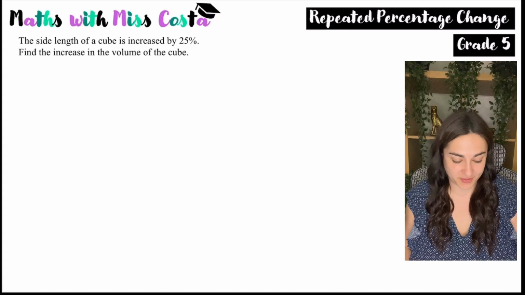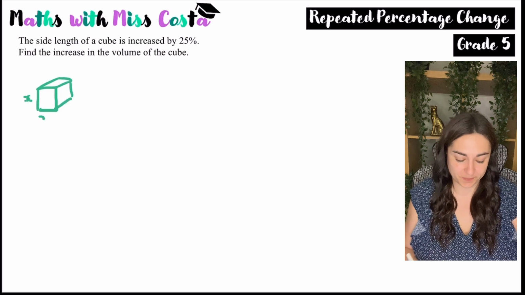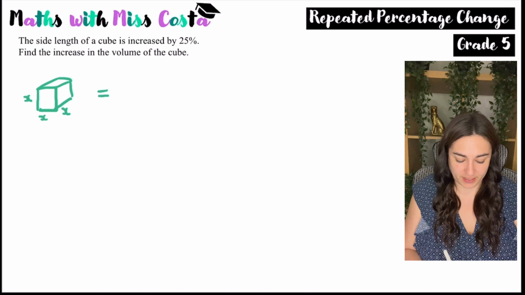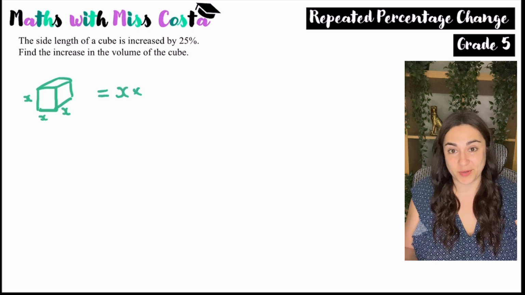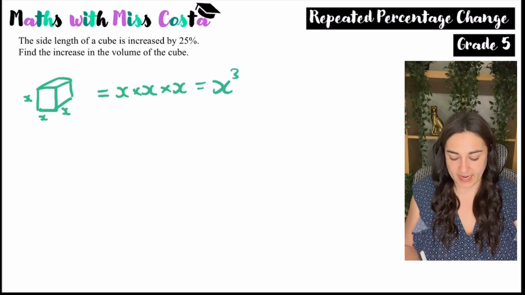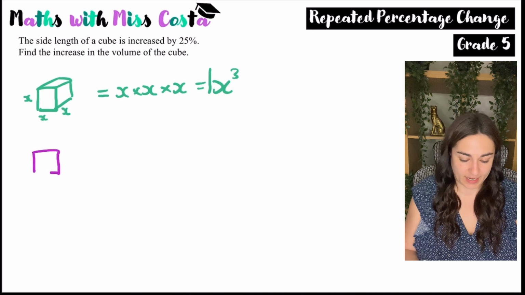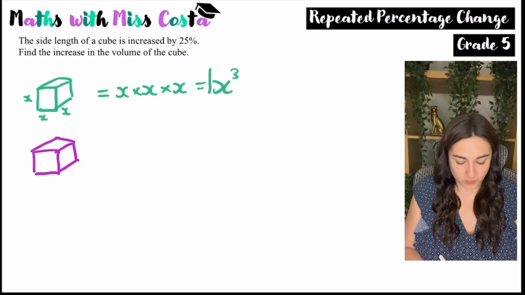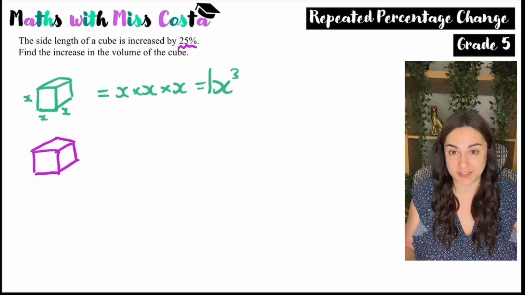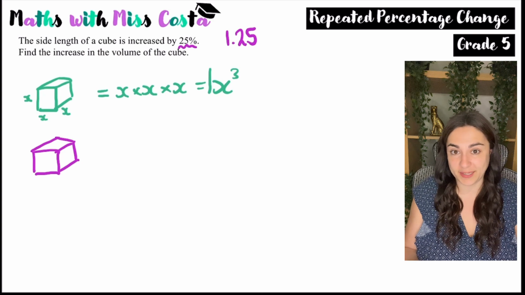Okay, so here I'm told that the side length of a cube is increased by 25%, and I need to find the increase in the volume of the cube. So I can start by just having my generic cube. What do I do to work out the volume of a cube? I multiply length times width times by height, which would be x cubed. So that's my original cube, it's just 1x cubed. Now for my next cube, I've increased each side by 25%. So that means that each side is 1.25 times the original length.